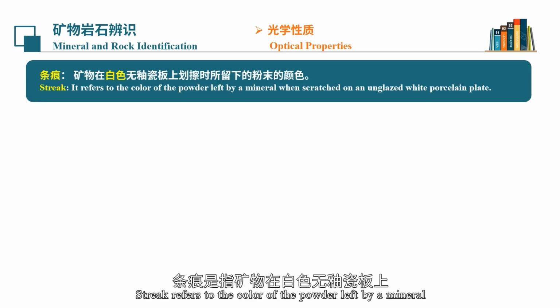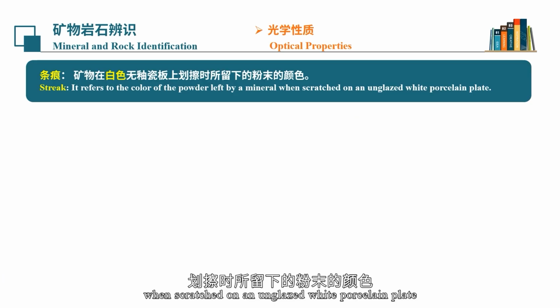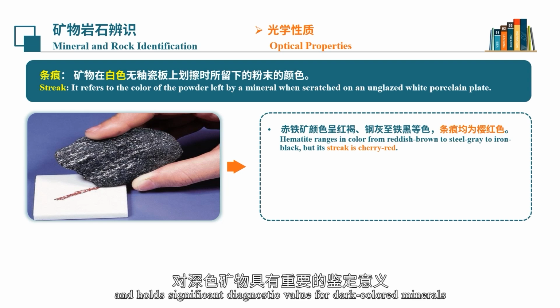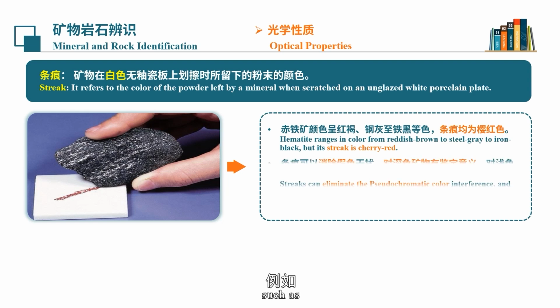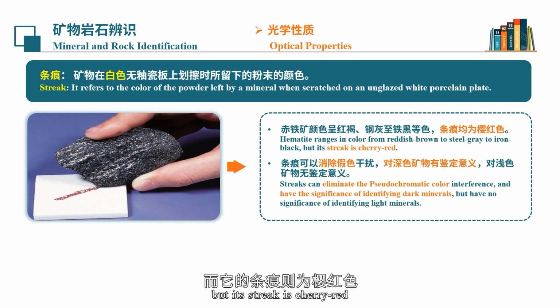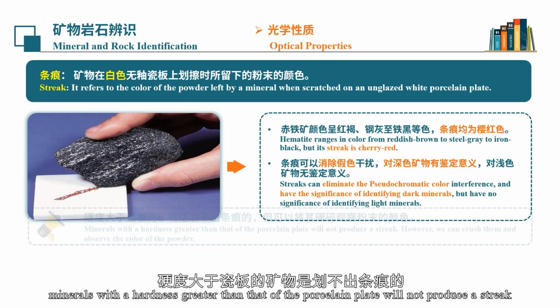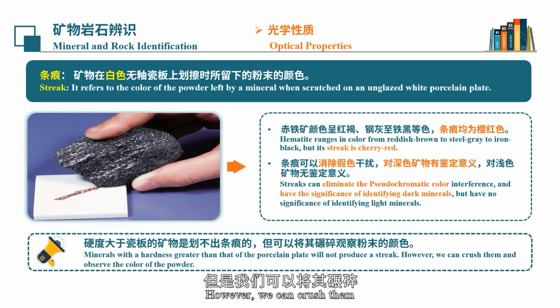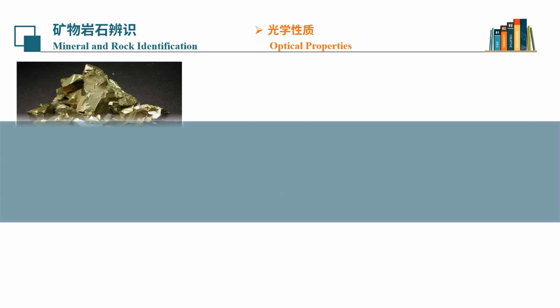Streak refers to the color of the powder left by a mineral when scratched on an unglazed white porcelain plate. Streak can eliminate the interference of pseudochromatic colors and holds significant diagnostic value for dark-colored minerals, such as hematite, which ranges in color from reddish-brown to steel gray to iron black, but its streak is cherry red. Here, it's important to note, minerals with a hardness greater than that of the porcelain plate will not produce a streak. However, we can crush them and observe the color of the powder.